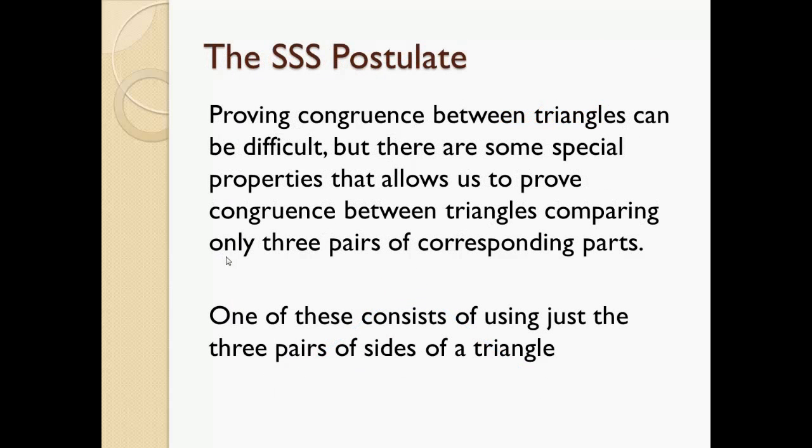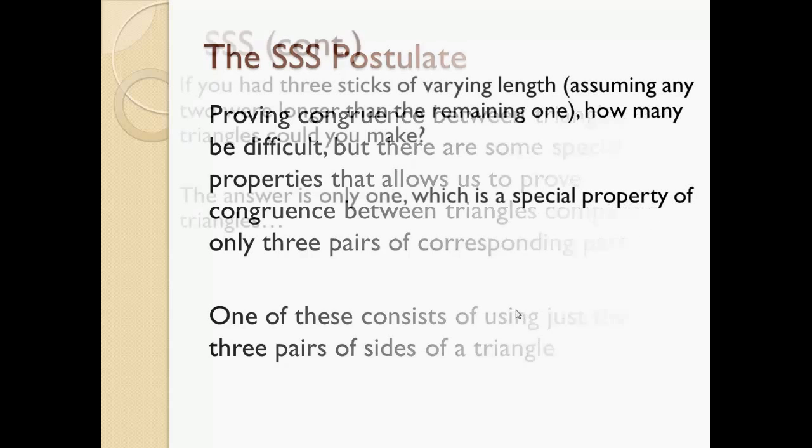All right, so let's start off with the 3 ways that we're going to be able to prove triangles congruent. So the SSS postulate. SSS stands for side, side, side. So proving congruence between triangles can be difficult, but there are some special properties that allow us to prove congruence between triangles, comparing only 3 pairs of corresponding parts. So remember, there are 6 pairs of corresponding parts in 2 triangles, 3 angles and 3 sides. So one of these consists of using just the 3 pairs of sides of a triangle.